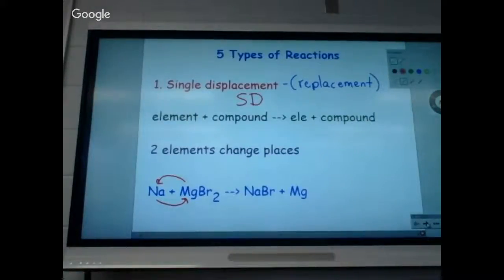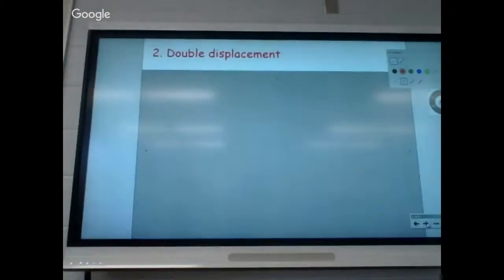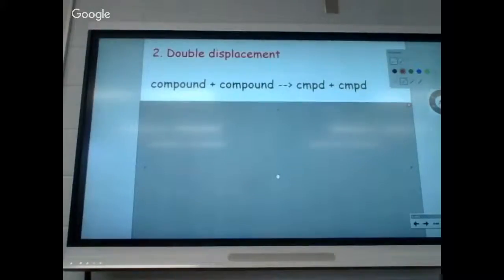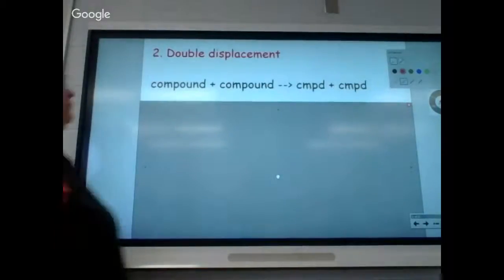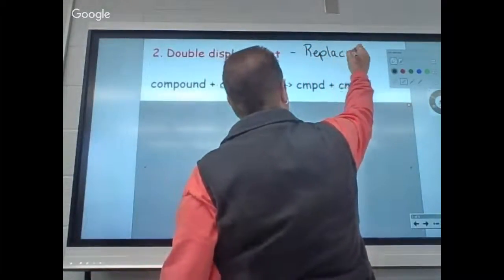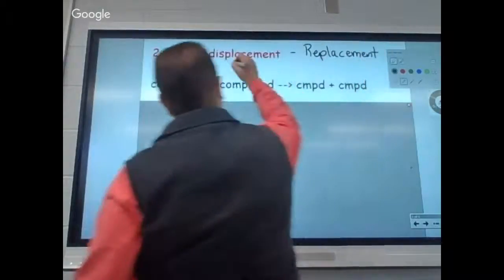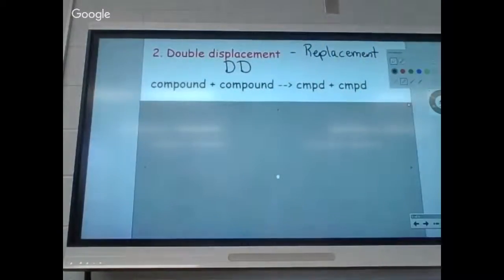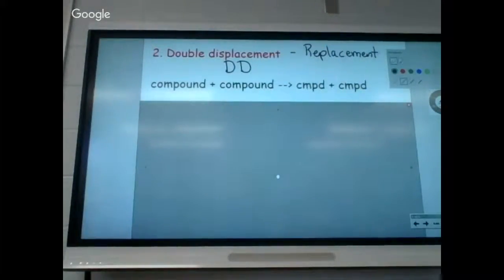So, double displacement, also called replacement. You may abbreviate it DD. All right. This time, it will have a compound plus a compound, and you will get a compound plus a compound.